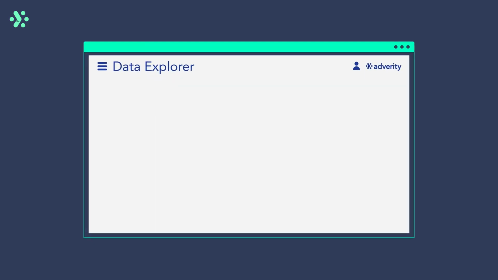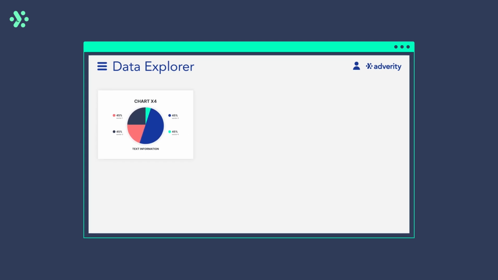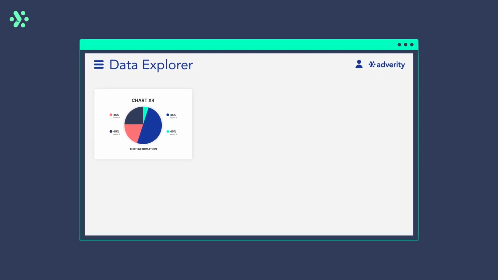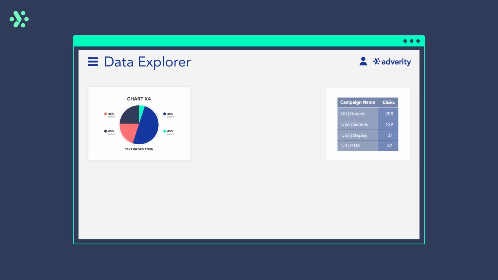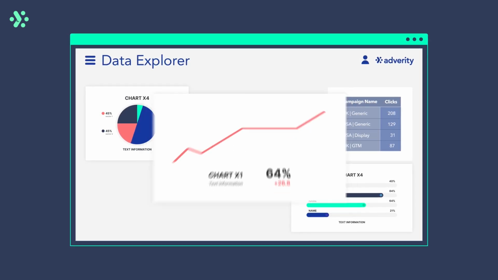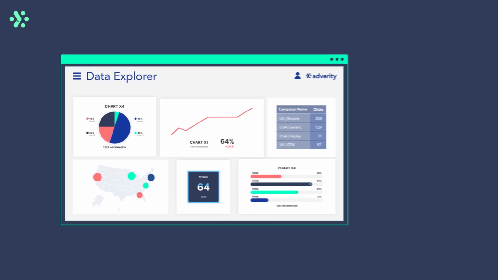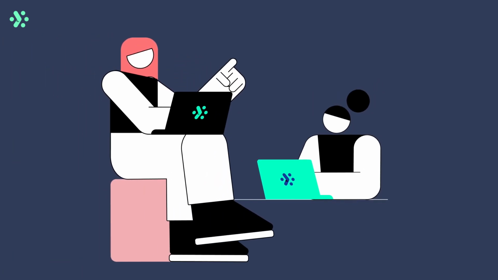Adverity Data Explorer is an inbuilt data visualization tool that allows you to create visualizations, which you can then add to dashboards to analyze and visualize your data. In Data Explorer, you'll find a number of visualization options, including tables, bar charts, line charts, geomaps, KPI boxes, and more. Once created, visualizations can then be added to dashboards, which can then be shared with other people in your organization.